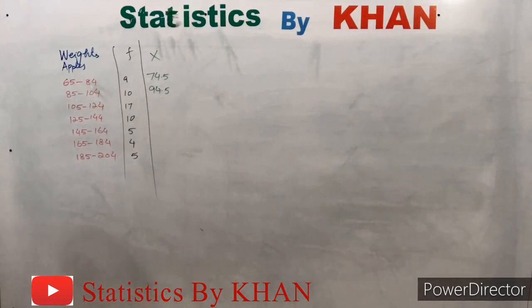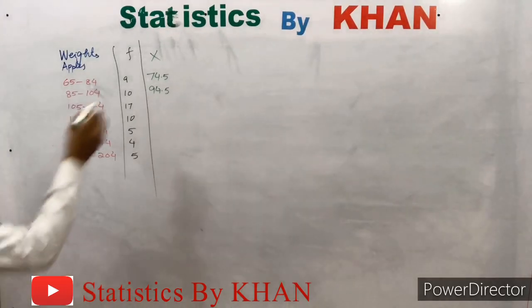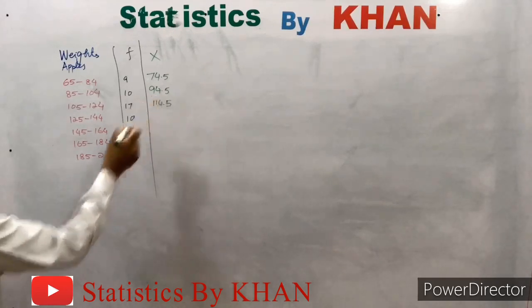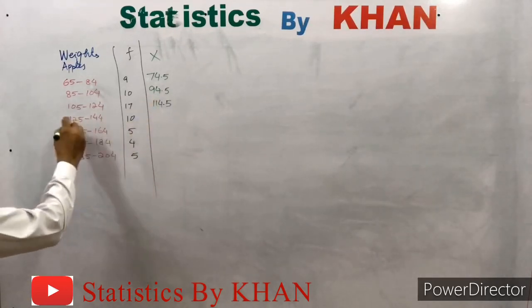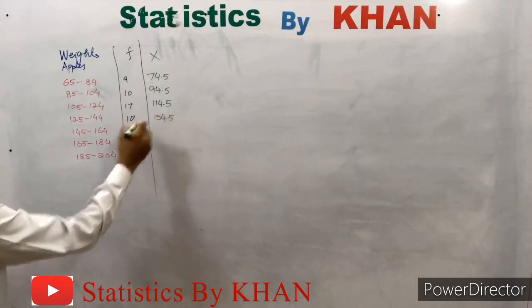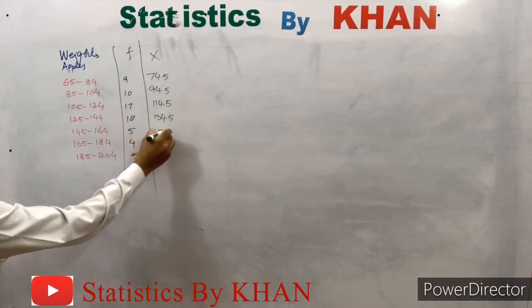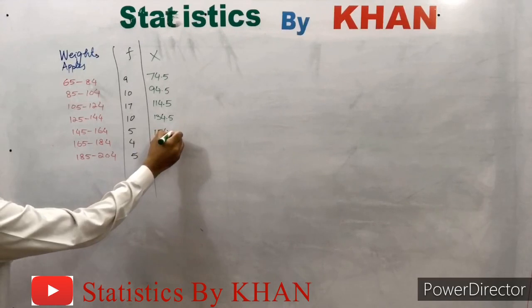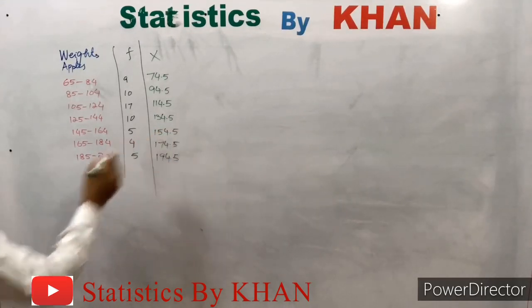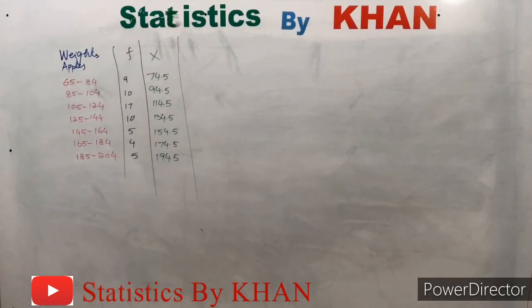So let's follow that procedure. We get the next value as 114.5. The next value is 134.5, then 154.5, and the last one is 194.5. Okay, so now we are moving towards the coding method.